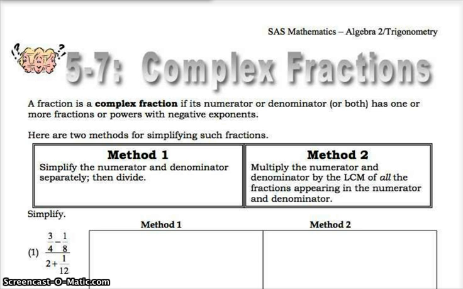Alright, so our final section is 5.7 on complex fractions. So what is a complex fraction? A fraction is a complex fraction if its numerator or denominator, or both, has one or more fractions or powers with negative exponents. So one or more fractions, that's a fraction within a fraction, or you have negative exponents, which then creates a fraction within a fraction.